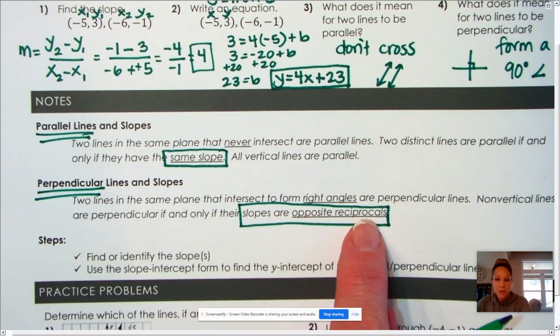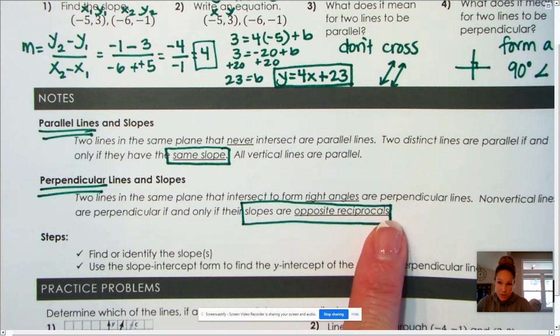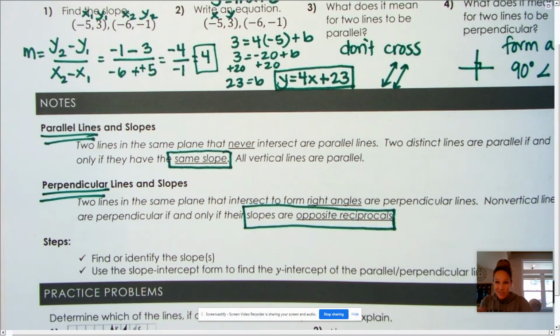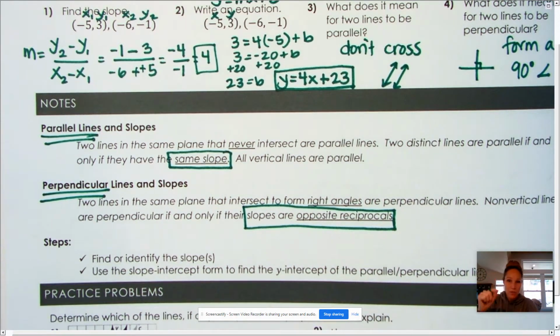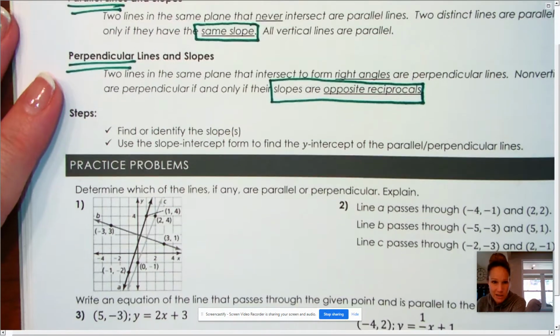And reciprocal means that I flip the fraction. So if one was 3 over 4, the other would be 4 over 3. But one would be positive, one would be negative. So they're opposite reciprocals of each other. So we're going to go ahead and do some problems. And then if we need to, we'll refer back to the notes. But we're going to go ahead and go on to our practice.